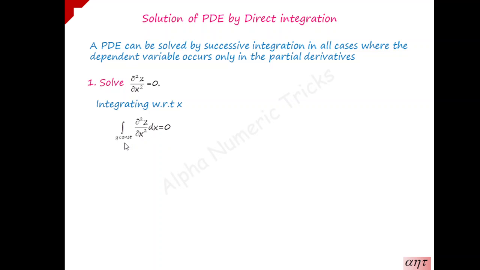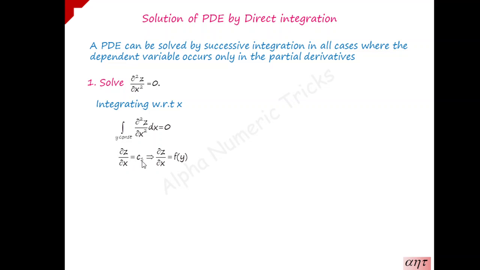Y here we put as constant, as z is a function of two variables x and y, and here we are doing the integration with respect to x. So in that case y is taken as constant. Now the integration and one ∂/∂x get cancelled. So the remaining is ∂z/∂x is equal to the constant of integration, here c1.